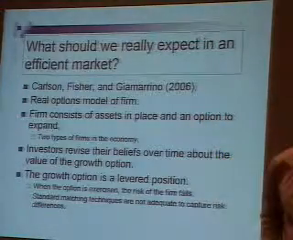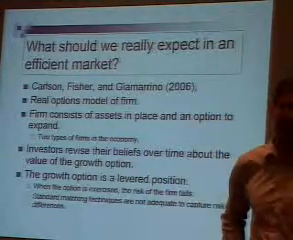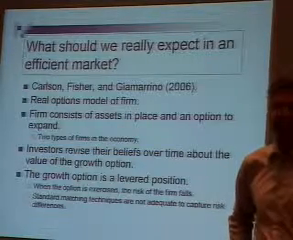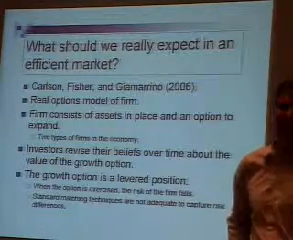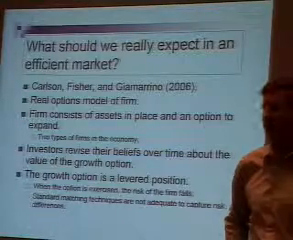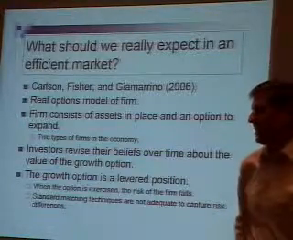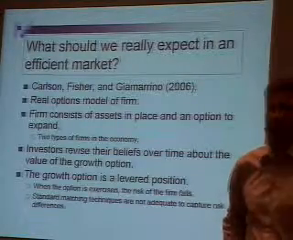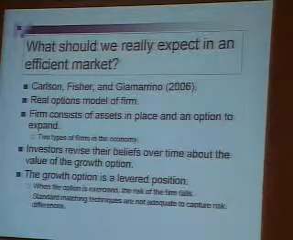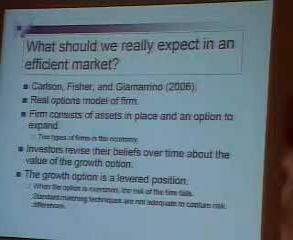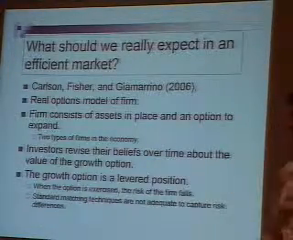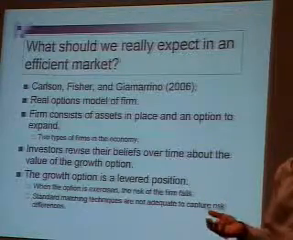Well, recently, some people have been re-examining this view within the context of more structured models about what we should really expect in an efficient market. And I'm going to use Carlson, Fisher, and Giammarino's JF paper as an example. They write down a real options model of the firm. The firm consists of assets in place and an option to expand. And there are two types of firms in the economy, good and bad.